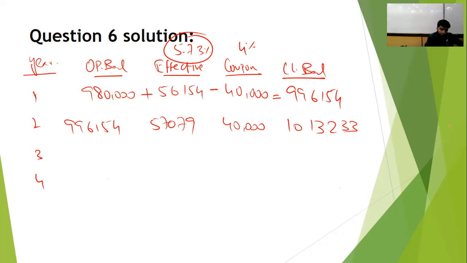Okay. So that is the closing balance. That is at the end of the year two. Your total amount of investment is $10,13,233. If this is the closing balance, definitely that is going to be the opening balance for the year three. That is 101,323. And again, we will receive an interest, and that is earn an interest.